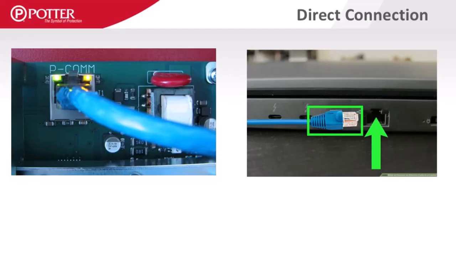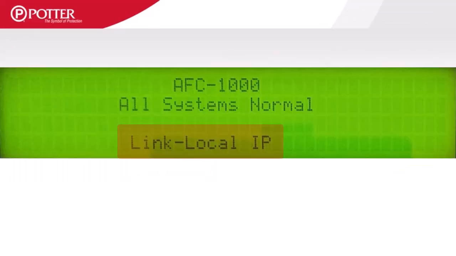Next, connect the control panel to the PC via Ethernet. This is done by plugging in your Ethernet cable to your PC through the Ethernet port or Ethernet to USB adapter and the PCOM port on the panel. Once connected, the Fire panel will display Link Local IP.